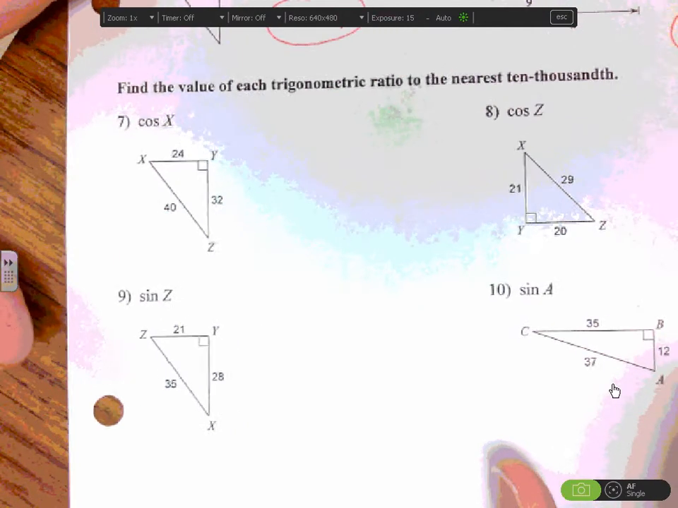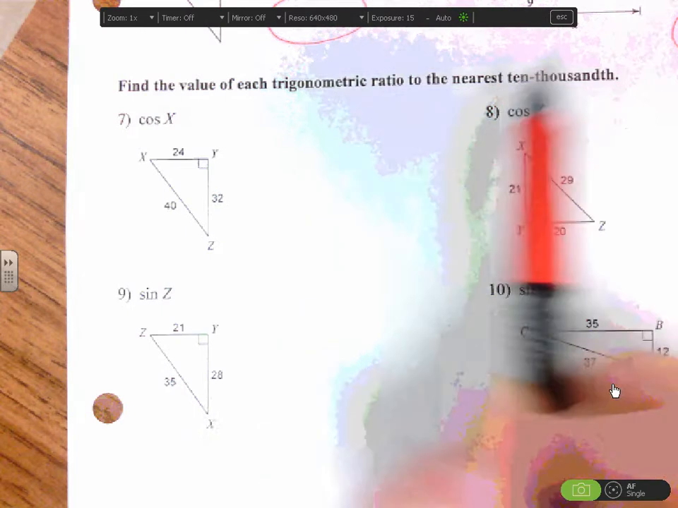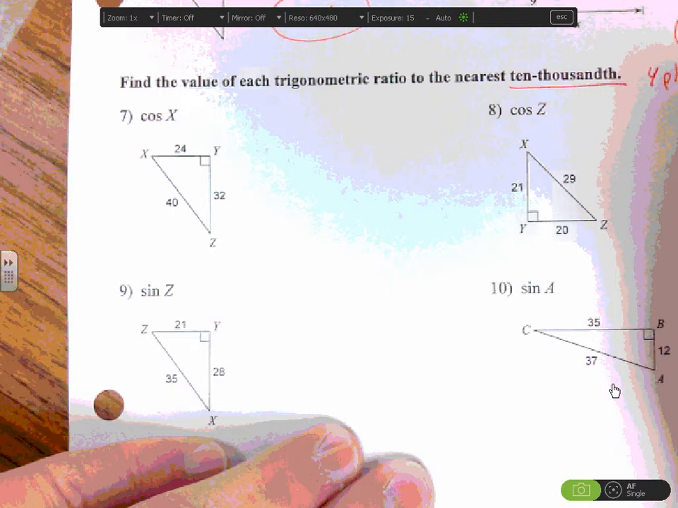Let's go to number 7. Different directions here. Find the value of each trigonometric ratio to the nearest ten-thousandth. So that's 4 places.